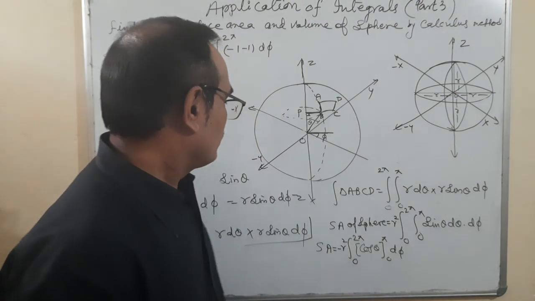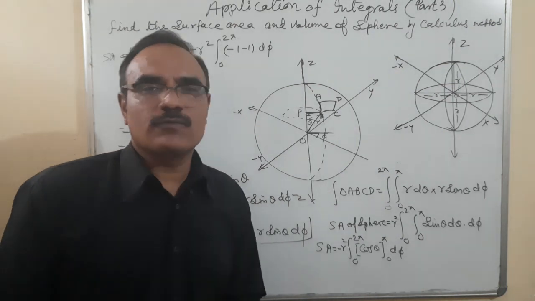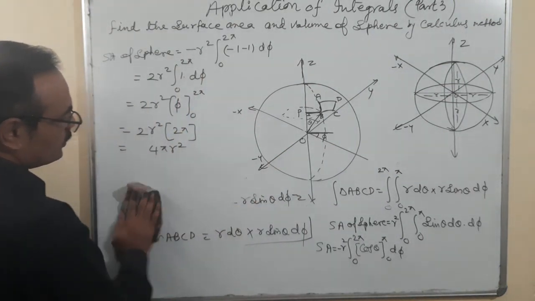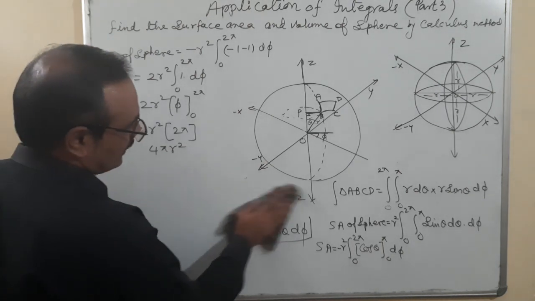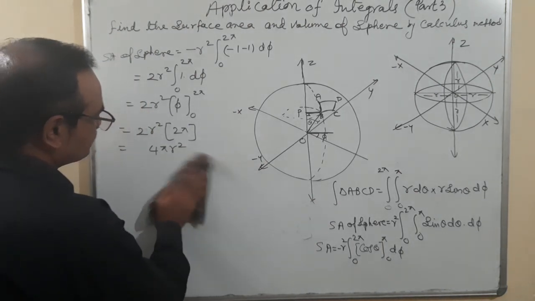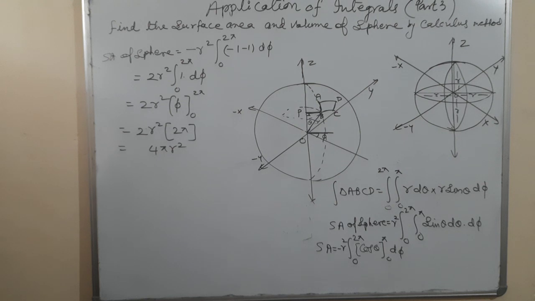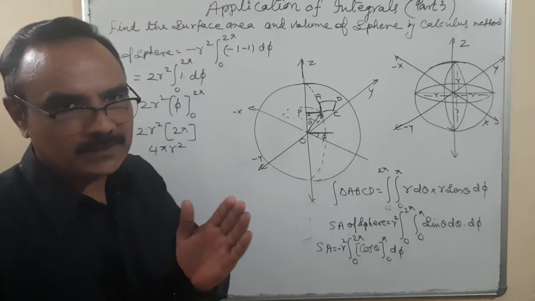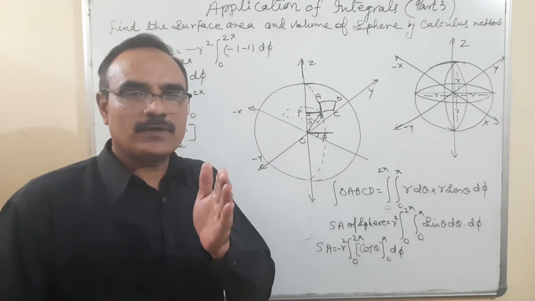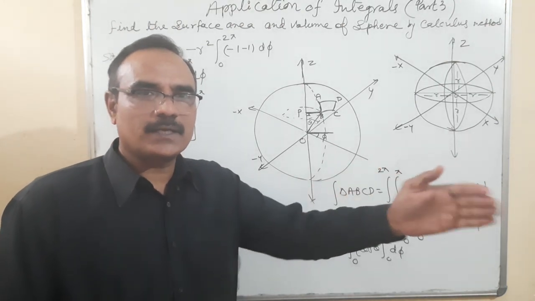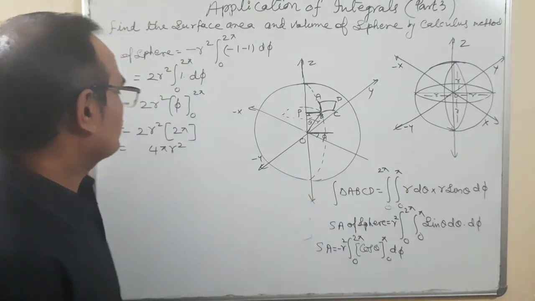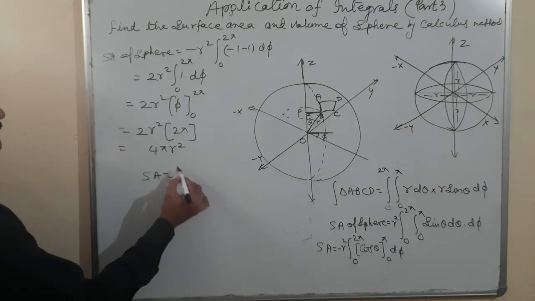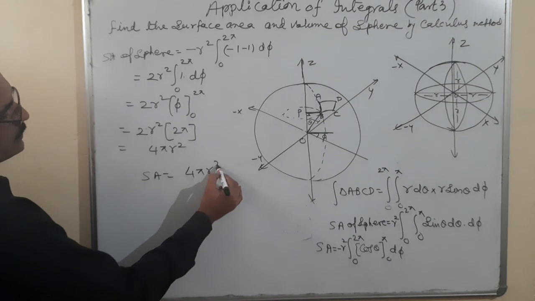Further, suppose you are going to find the volume of it. For finding the volume, because there is only a single variable, the value of r is starting from 0 to capital R, 0 to r. So finding the volume of it, surface area is equal to 4 pi r square.